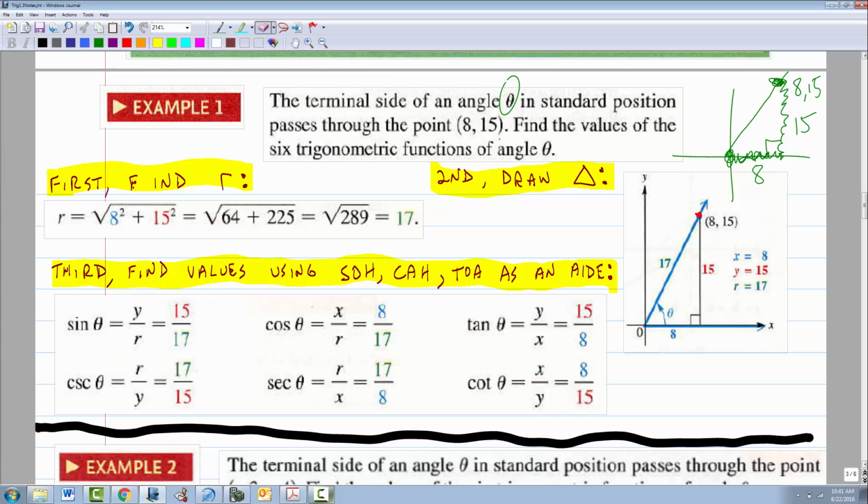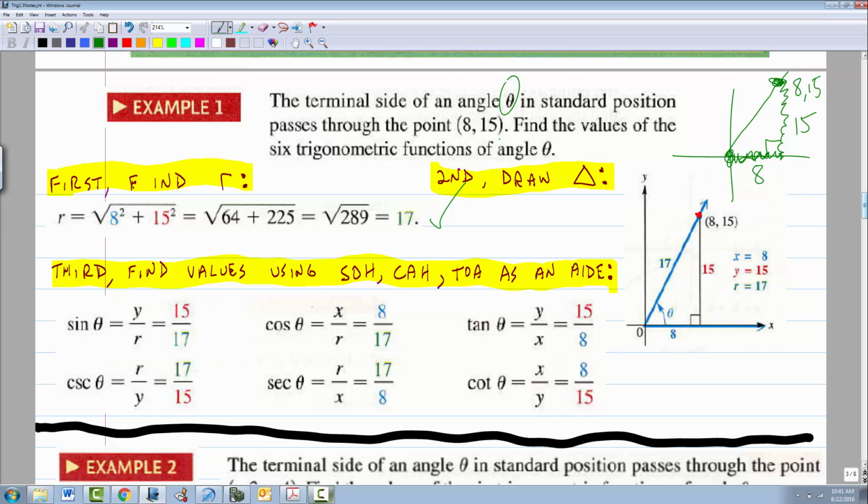Pythagorean Theorem, but this is one of those Pythagorean Theorem triples. Isn't that fun? Okay, so if you know 8, 15, 17, you can just write 17. If you don't, you do this next. You do the Pythagorean Theorem and get 17.